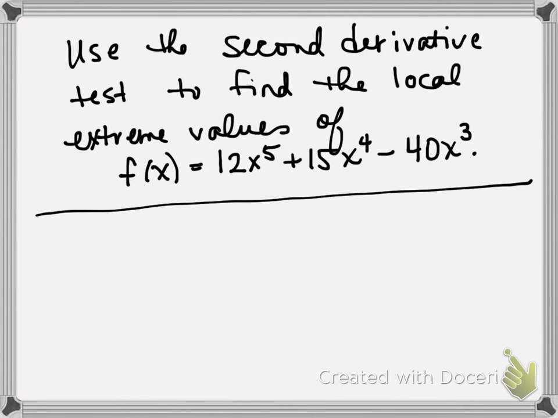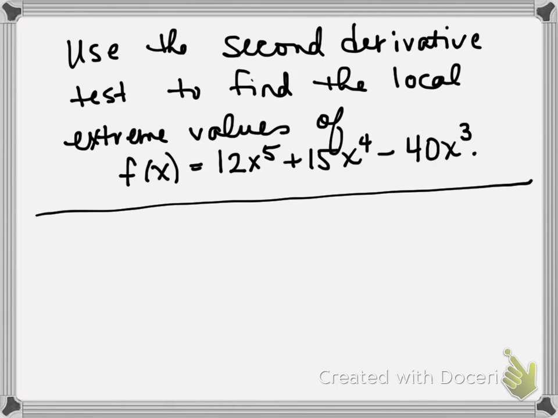Hello, let's use the second derivative test to find the local extreme values of f of x equals 12x to the fifth plus 15x to the fourth minus 40x cubed. Now this is the same function as the example where we used the first derivative test. This is an alternative way to find your local maxima and minima.